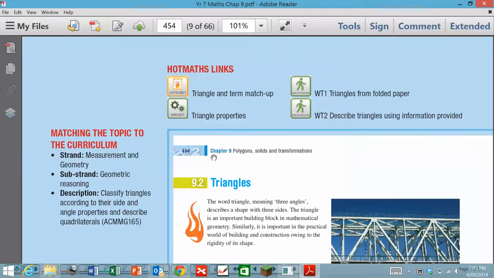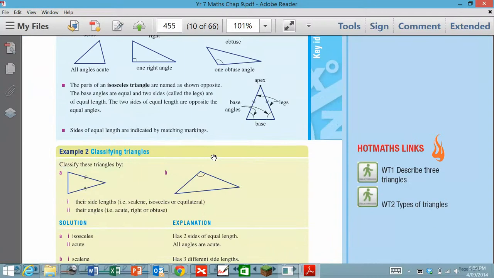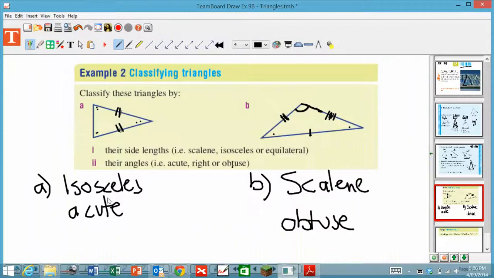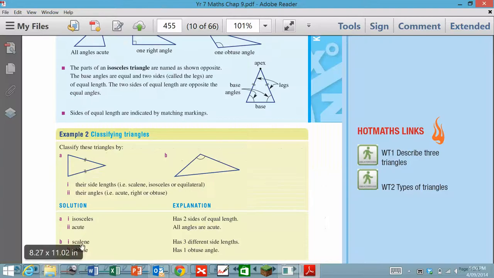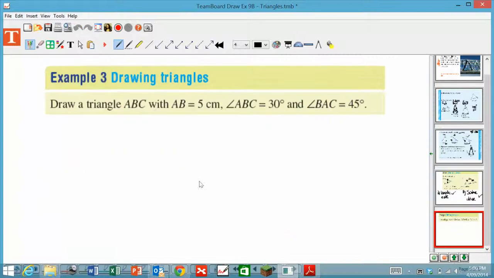And let's see if we got these right. Triangles. Okay, yep, isosceles and acute. We had that one, isosceles and acute. And part B, scalene and obtuse. Scalene and obtuse. Alright, so we got both those guys right. Oh, we've done well.